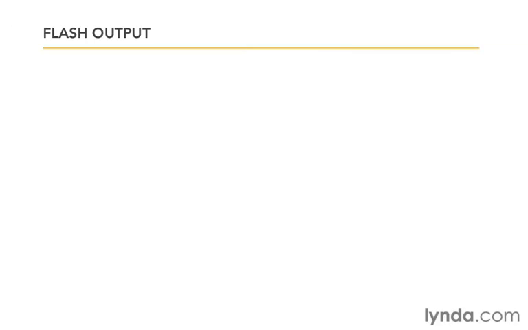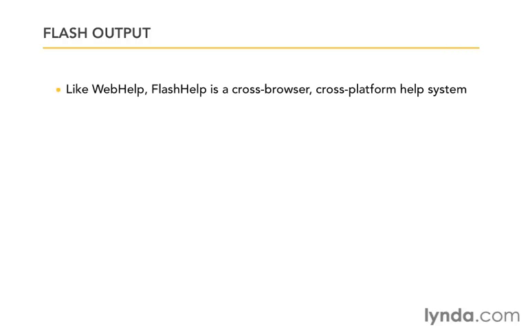Up until now, as we've been creating our RoboHelp projects and generating output, we focused on a couple of different layouts, including HTML as well as web help. Now we're going to shift our focus to maybe the most popular type of output, and that is FlashHelp. And very much like web help, FlashHelp will also work on almost virtually any browser that's out there and on any computer. So it is cross-browser and cross-platform.